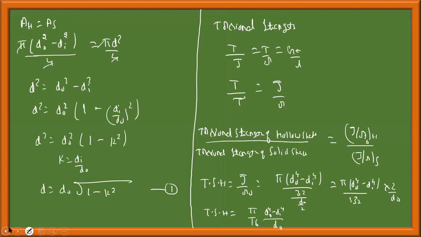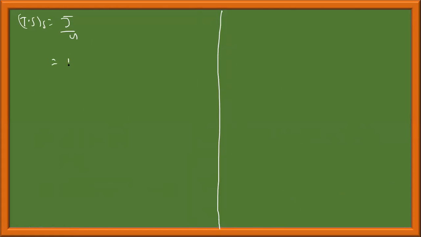Many slides I have skipped. Let me write it here. Torsional strength of the solid shaft is equal to J by R, which is equal to pi d power 4 by 32 by d by 2. The outermost fiber is the point where maximum stresses are induced. Pi d power 4 by 32 into 2 by d is equal to pi d cube by 16.